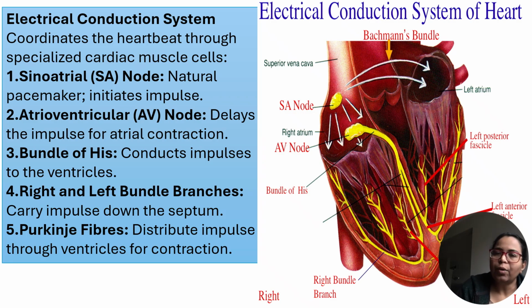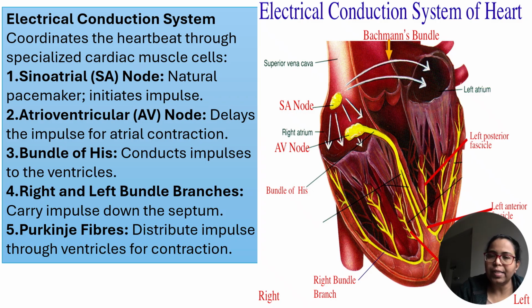When the SA node gets activated, the electrical impulses are distributed through the atrium. By this time, when the atrium contracts, the AV node gets stimulated. Then the AV node supplies the electrical impulse to the bundle of His and through the Purkinje fibers to the left and right ventricles. So the ventricles are activated through the AV node.